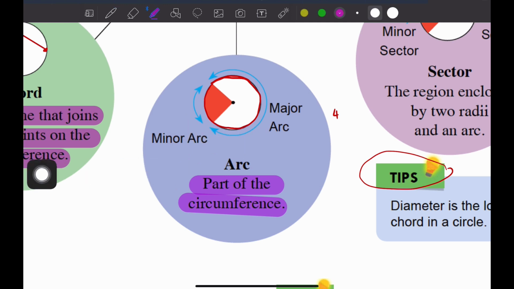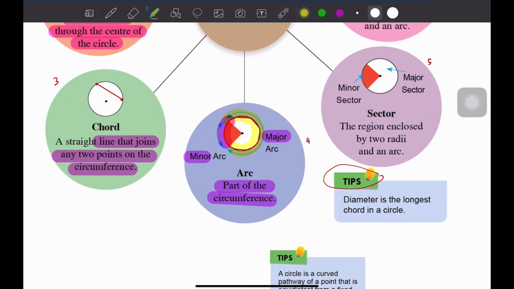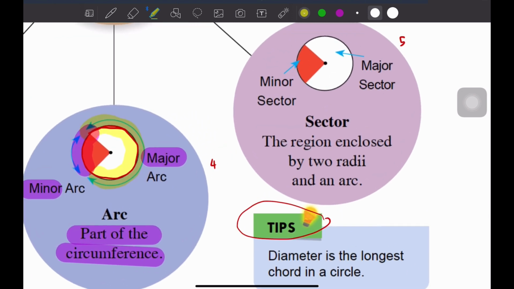Okay, minor, we know that minor adalah kecil, major adalah besar. So maksud dia, minor arc is the smallest part of the circumference. Luar ini sahaja. And then major arc is yang besar, maksud dia perimeter yang besar. Okay, next.